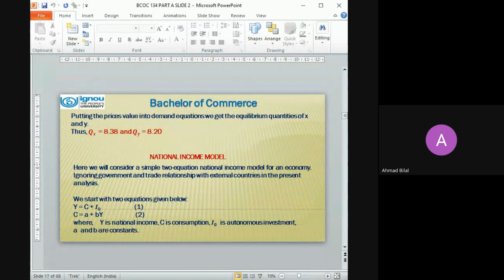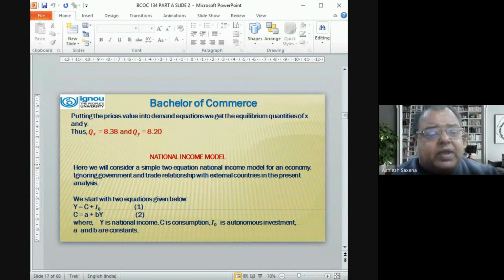About national income. Here we consider a simple two equation national income model for an economy, ignoring government and trade relationship with external countries in the present analysis. Now we have two equations, Y is equal to C plus I naught and C is equal to A plus BY, where Y is the national income, C is the consumption, I naught is the autonomous investment, and A and B are the constants.